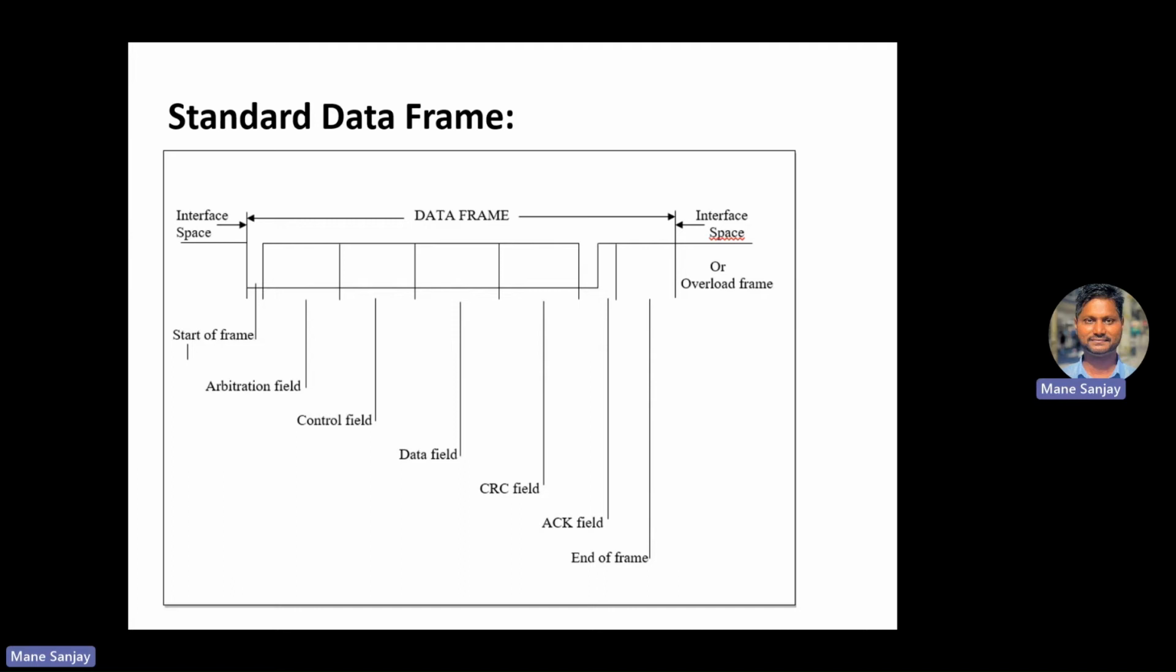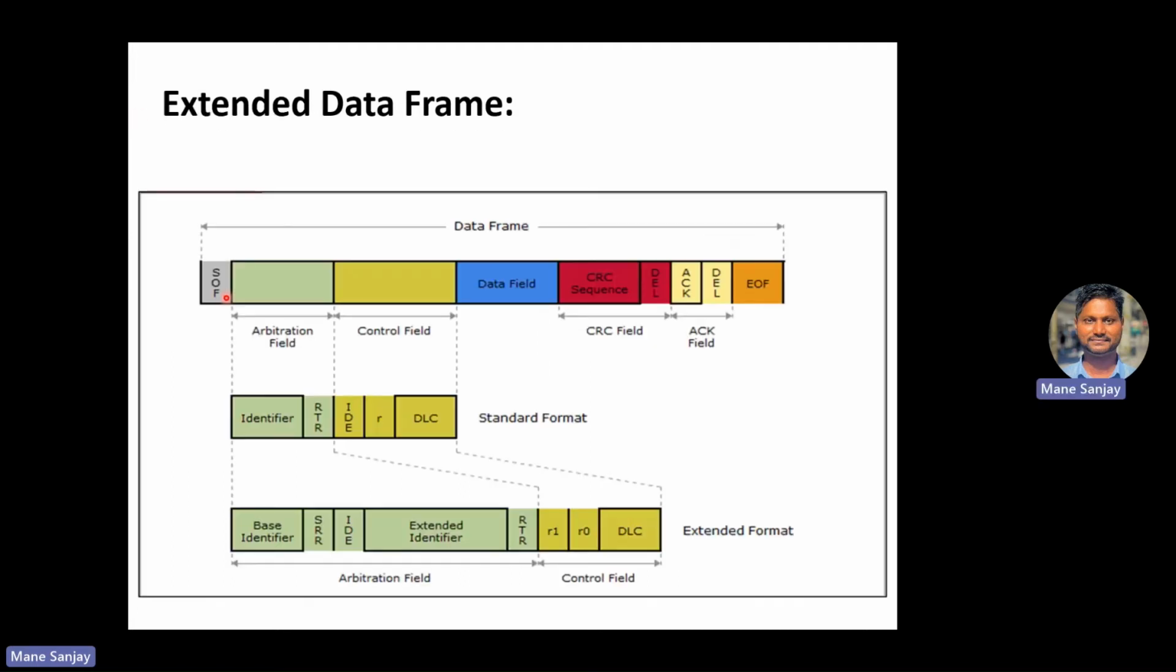Let's jump to the next slide. This is the arbitration field with the identifier and RTR. If I want to request a message by sending the remote frame, this bit gets set to 1. If my CAN frame is standard, it has an 11-bit identifier, so 11 bits are reserved here. The next field is the control field. The control field contains the DLC, the IDE bit, and a reserved bit. IDE is used for the extended data frame, and DLC is the data length code.